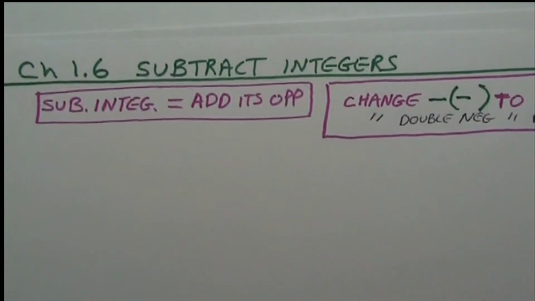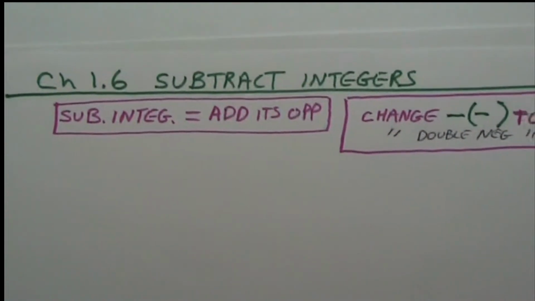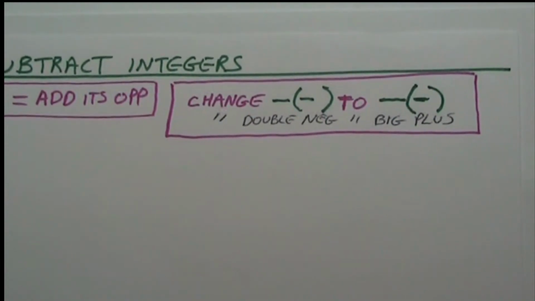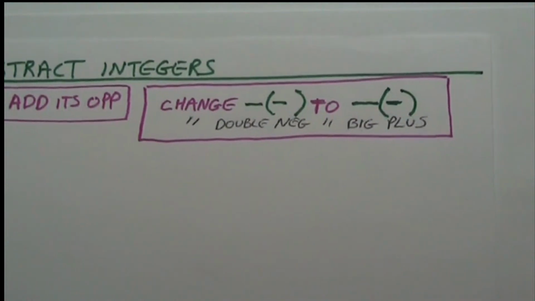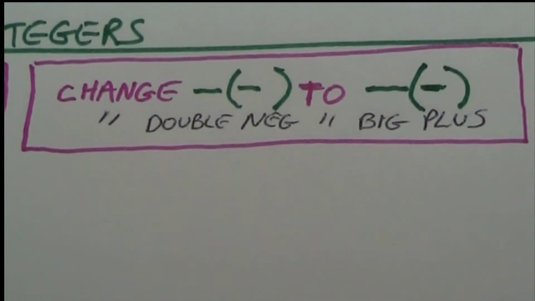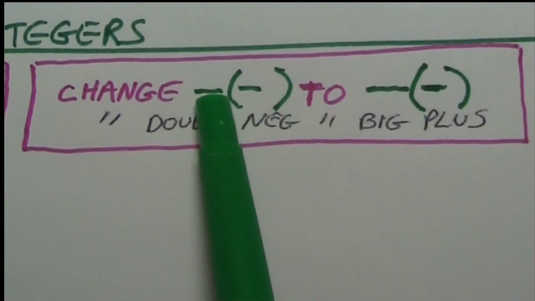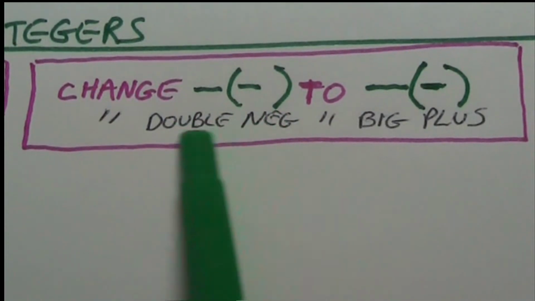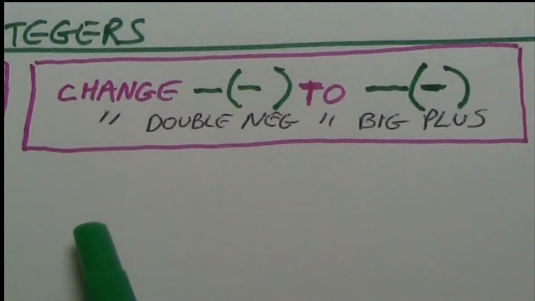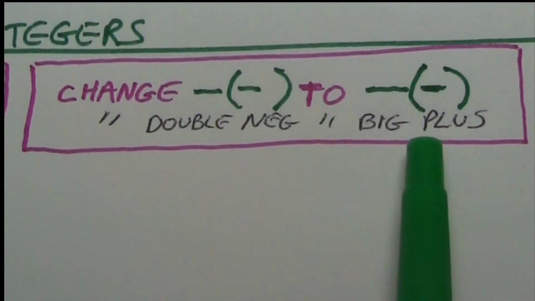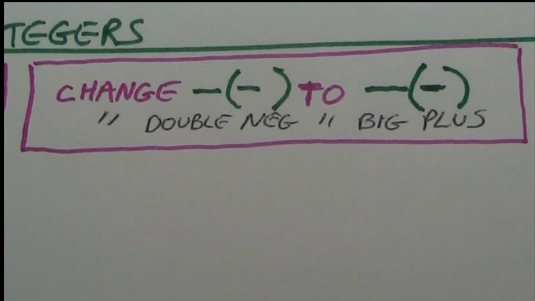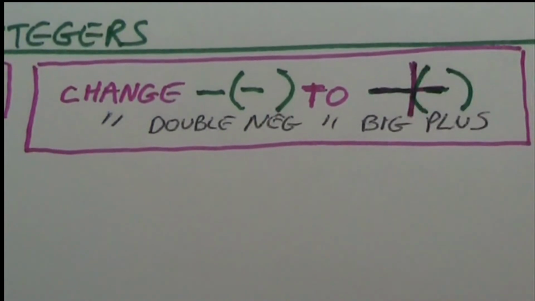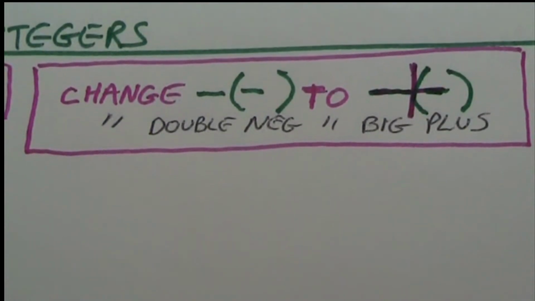Okay, here is the other rule to keep in mind. Let me enlarge this for you. So it's a change, two minuses like this, a negative and a minus, or a minus and a negative, or I'm subtracting a negative. Change a double negative. That's what I like to call it anyways. Change a double negative to a big plus.